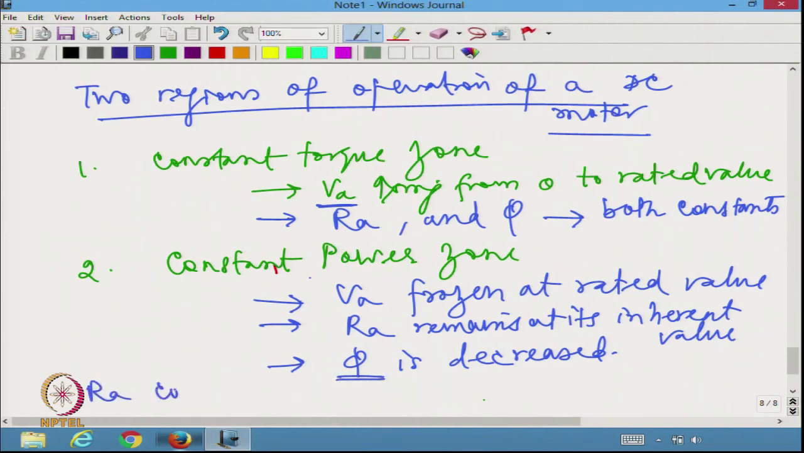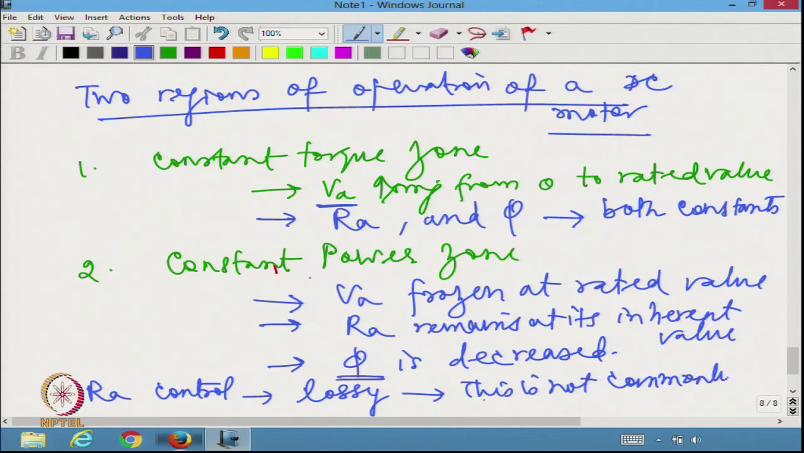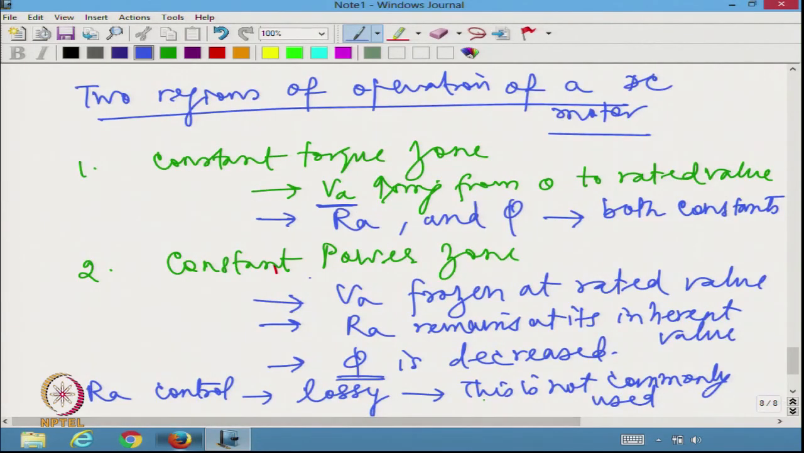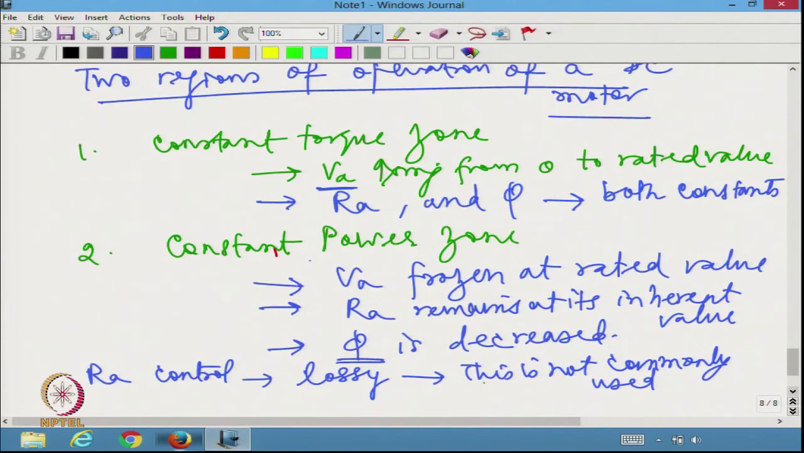Ra control is very lossy. So, this is not commonly used. This is used only when you want to demonstrate that Ra control can work well for lower speeds of operation. That is about it. So, although for the sake of completeness we discussed Ra control, it is really not a very recommended one because it is lossy.